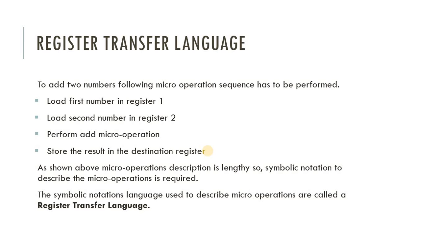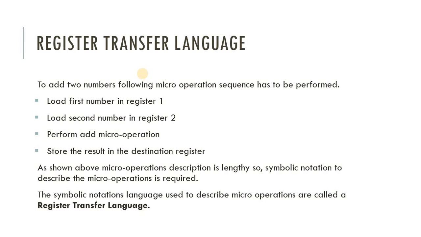So as shown above, micro operation description is lengthy. So symbolic notation to describe the micro operations is required. Suppose I want to say get number 1 from register 1. For that we need to write "load first number in register 1". So this is quite long. So in replacement of that, some symbolic notations are used. That symbolic notation language used to describe the micro operations is called the register transfer language.